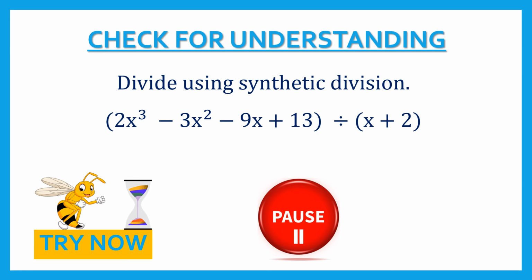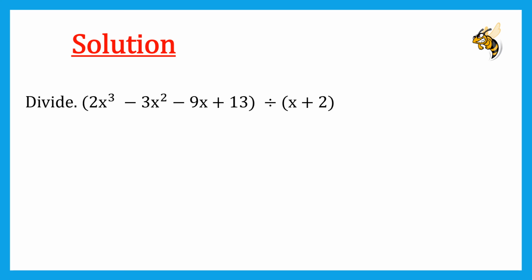Let's go ahead and check for understanding. Divide using synthetic division: 2x cubed minus 3x squared minus 9x plus 13, all divided by x plus 2. Solution: 2x cubed minus 3x squared minus 9x plus 13, all divided by x plus 2.